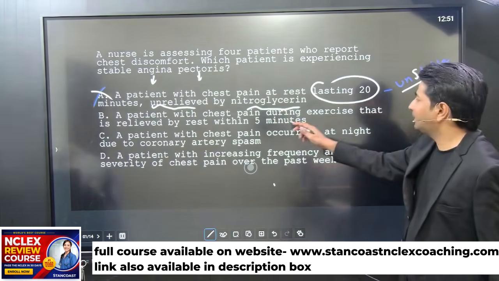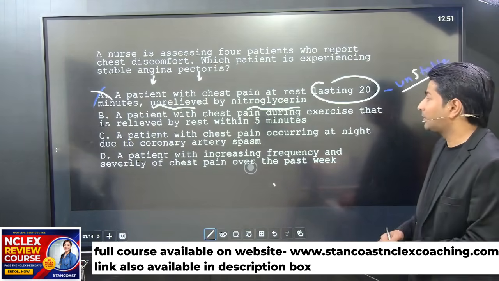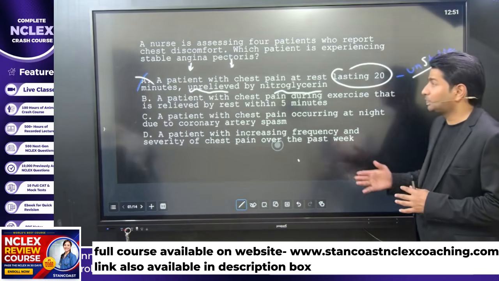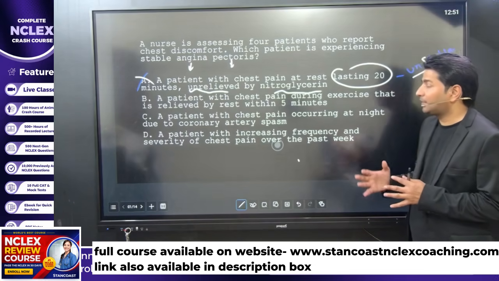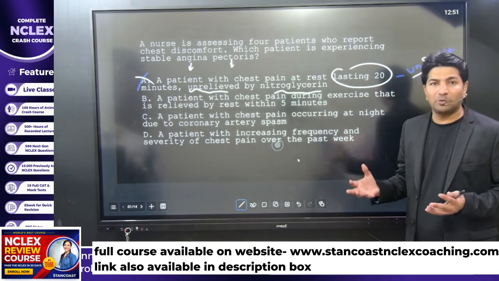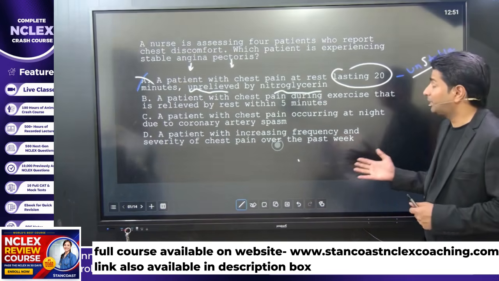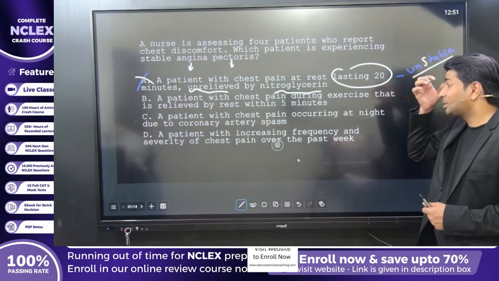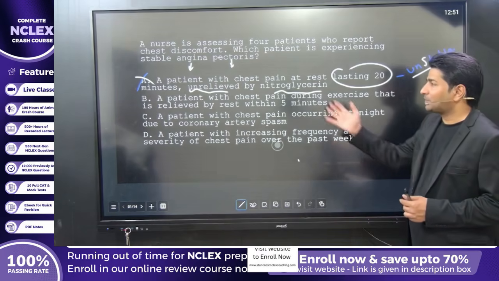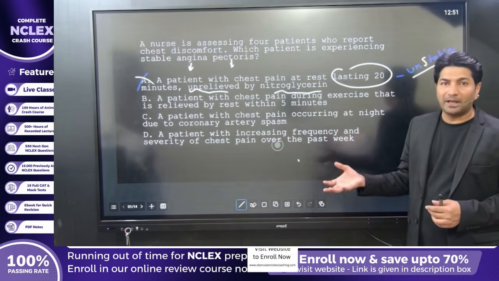Next, a patient with chest pain during exercise that is relieved by rest within 5 minutes. This means there's a patient who is exercising. Because of exercise, his heart had to pump more. It had to pump more, which means it had to work harder. This means the heart's workload increased, which means the demand increased. The demand for oxygen increased, but the supply from behind is limited because inside the coronary artery there might be a plaque of fat.